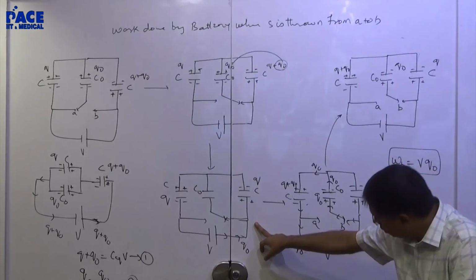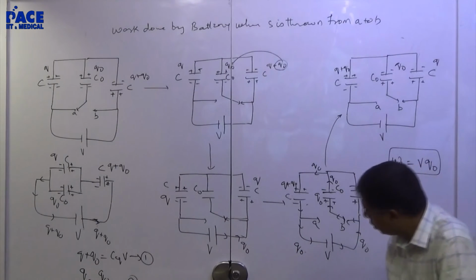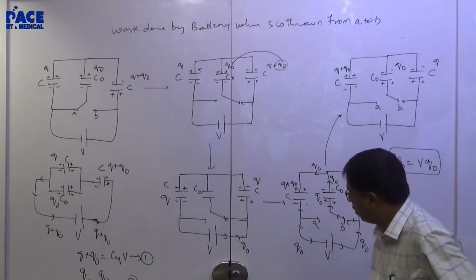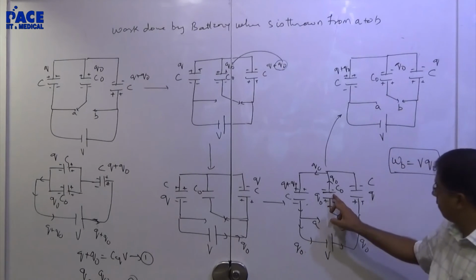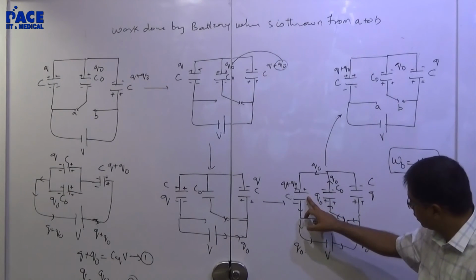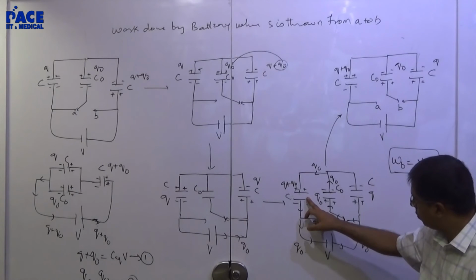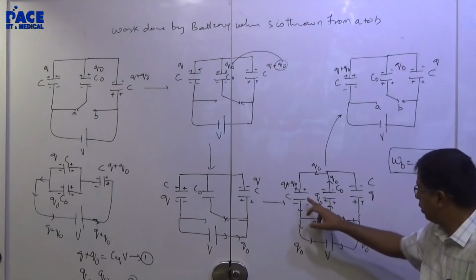Yes sir. Sir, is it possible that Q0 goes from the neutral capacitor to the left capacitor? So that neutral one becomes Q0 and the left one becomes Q plus Q0. So not from the battery, sir. Is it possible that it goes from the neutral capacitor to the left capacitor?